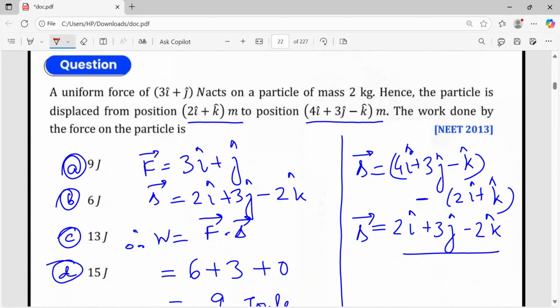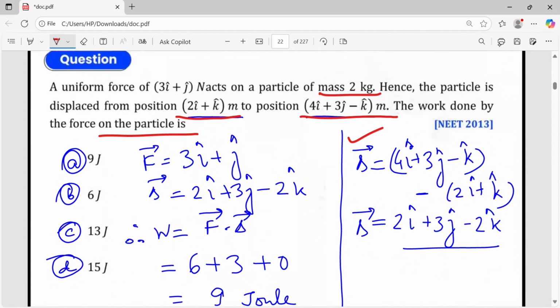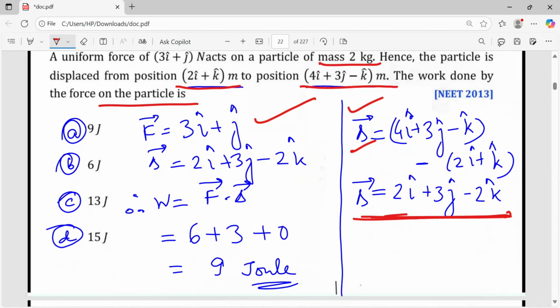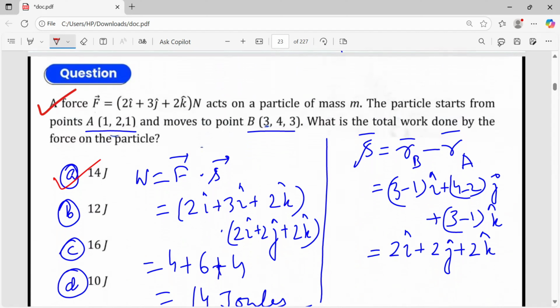Next question, a uniform force of 3i plus j newton acts on a particle of mass 2 kg, hence the particle is displaced from position 2i plus k to this position. What is the work done by the force on the particle? Again you get the vector s by using the initial and final positions. So simple, I am getting the s value like this and the force value is given, so taking the dot product would get me the value of 9 joules. Okay, simple.